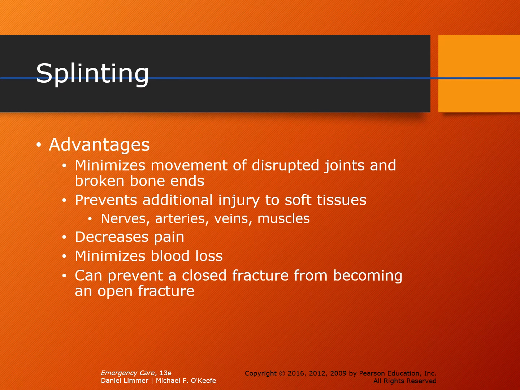So, splinting. There are advantages to splinting, and they are numerous. These are the advantages. It minimizes the movement of broken bone ends and disrupted joints. It helps prevent additional injuries to soft tissues, being the nerves, arteries, veins, muscles, tendons, ligaments, and so forth. It will usually decrease pain, because increased pain is with increased movement, so decreased pain equals decreased movement. It'll help minimize blood loss, and it can prevent a closed fracture from becoming an open fracture.